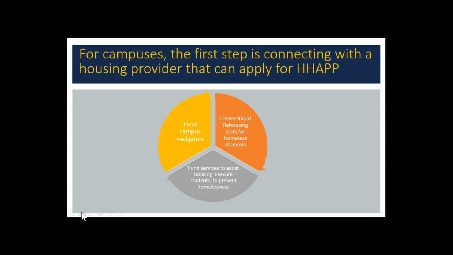For campuses, the first step is connecting with your housing provider. We've gotten a number of questions that have come through that campuses would like to apply directly for HAPP. They can't. The only eligible applicants for HAPP are a continuum of care, a large city, or a county.